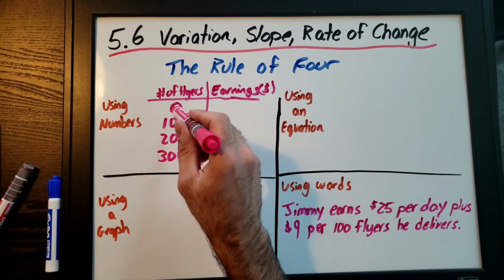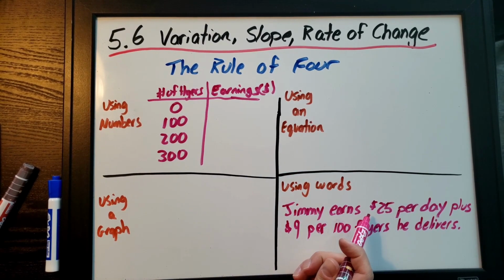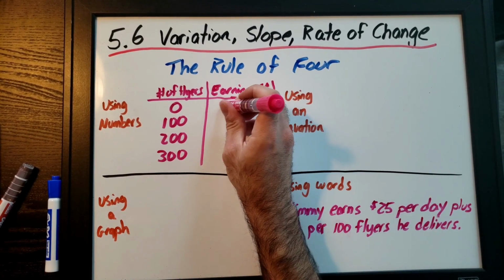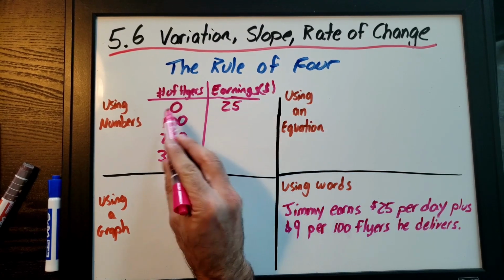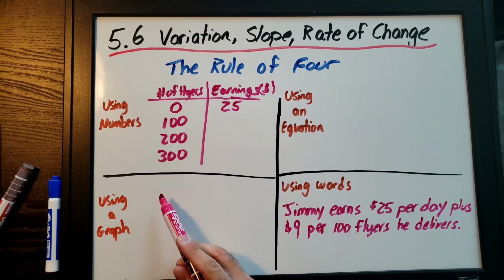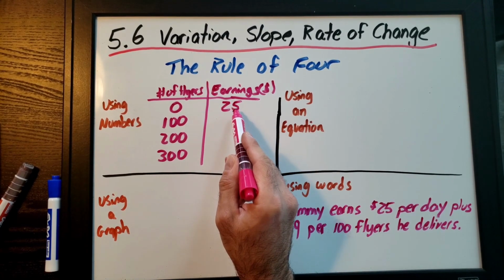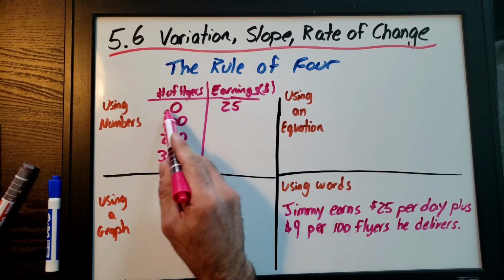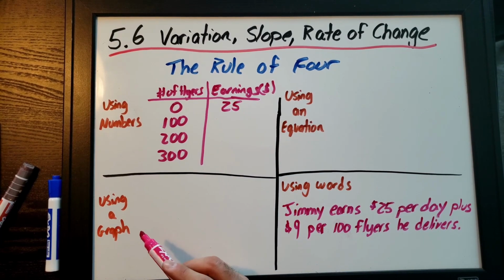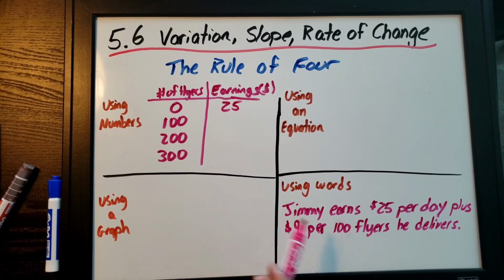So if he delivers 0 flyers, he still makes $25 a day. And if you remember from 5.1 and 5.2, this right away means it's a partial variation, because even if he does nothing, he still does not have $0. So 0, 0 is not a point on this graph, therefore partial variation. So just to link that back.